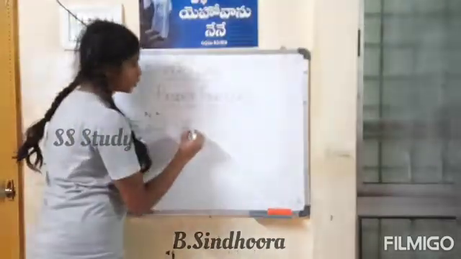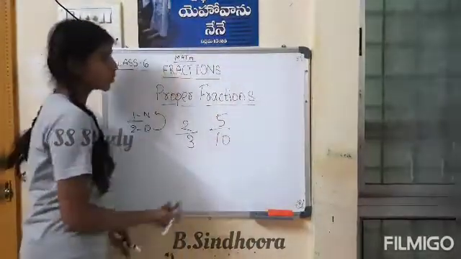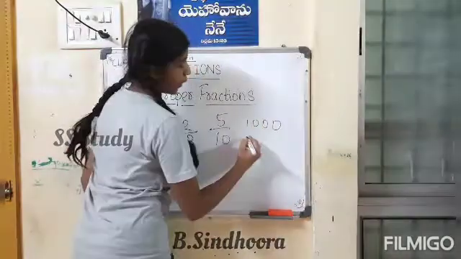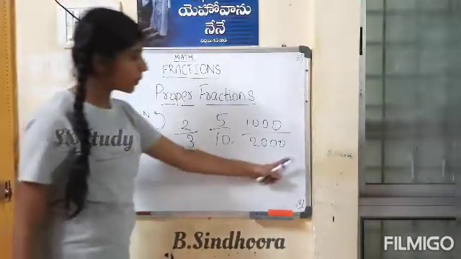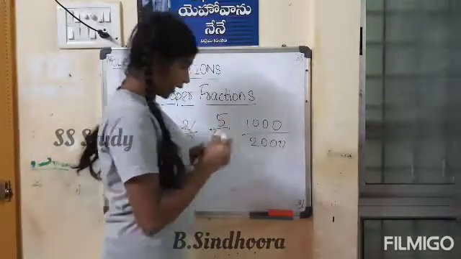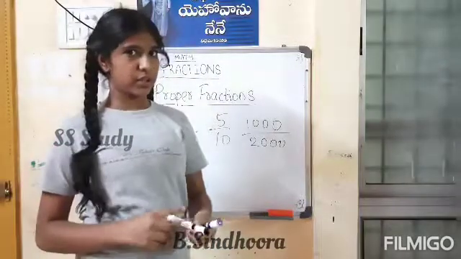For example, 2 by 3 is a proper fraction, 5 by 10 is a proper fraction, 1000 by 2000 is a proper fraction, because the denominator is bigger than the numerator. And these are called proper fractions.